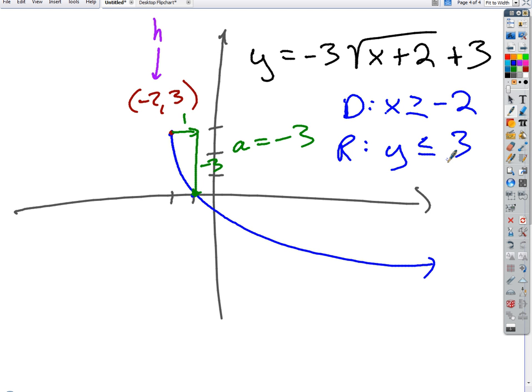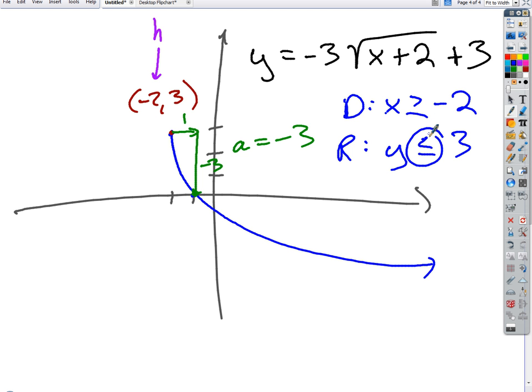Notice that the starting value for the domain is always h, right? We said that the domain is always x is greater than or equal to h. Now, the starting value for the range of a square root function is always going to be k, but a square root function can open upward or downward, depending on the sign of a, right? So if it's opening downward, Jeremiah, then we're going to need all the values that are below k, starting at k and below, so we need to use a less than or equal to sign.